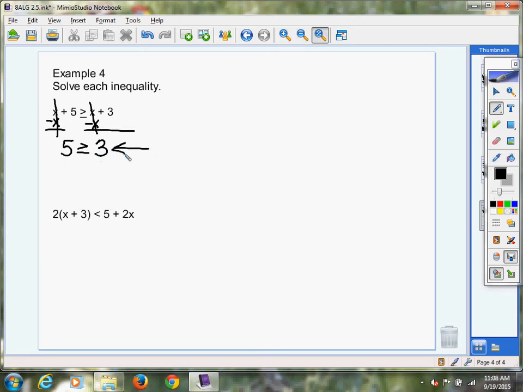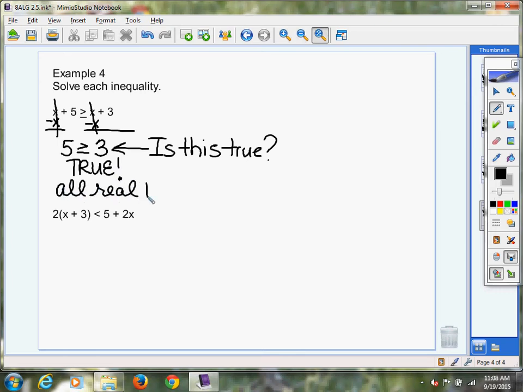Now, to make that determination, you need to look right here. 5 is greater than or equal to 3. Is that true? That's the question you're asking. Is 5 bigger than 3? We know it's not equal to, and it's an or situation, greater than or equal to. Greater than, yes, 5 is greater than 3. This is true. So what this means is the answer is all real numbers.